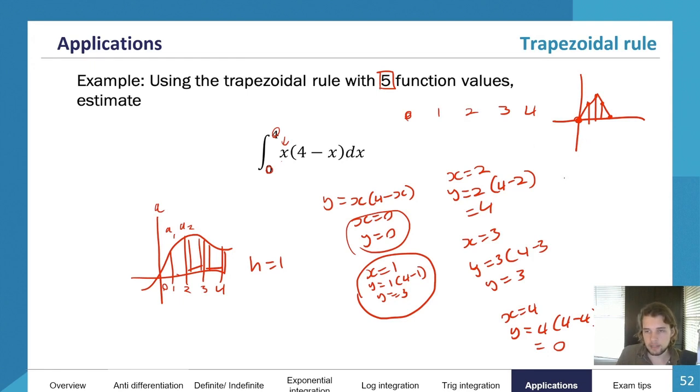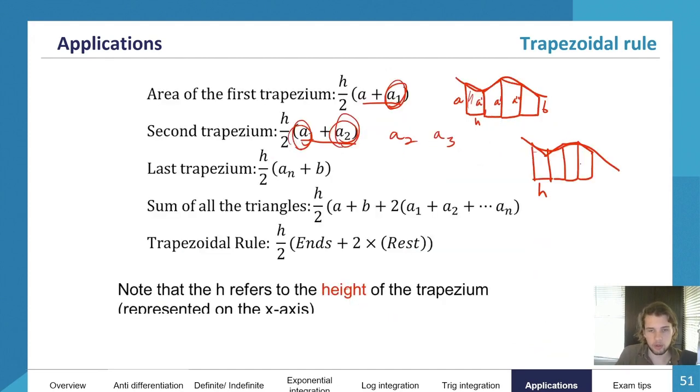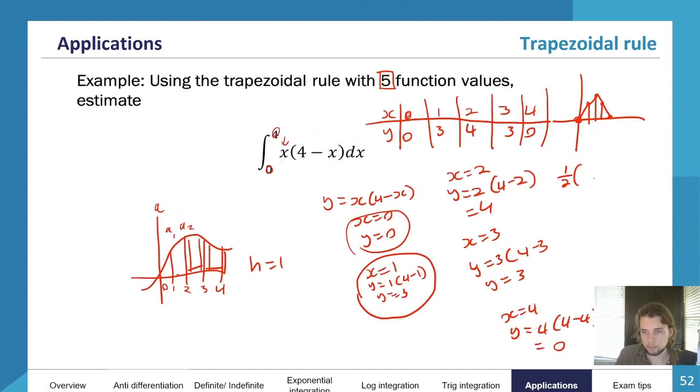So now to do that, let's actually just throw everything into this formula. So we have all these different heights. We can put them next to each other like this: 0, 3, 4, 3, 0. So that's x, that's y. So our trapezium rule would say we have h over 2. H is 1, so it's 1 over 2 multiplied by 0 plus 0. So that's our A and that's our B, our first value and our last value, plus 2 times everything else. So that's 3 plus 4 plus 3.